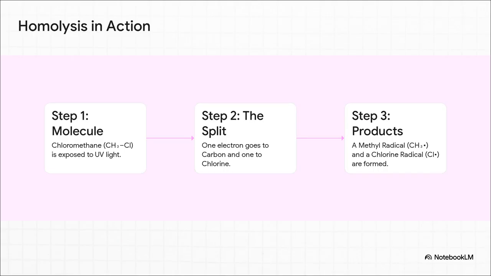Okay, let's make this real. Take a molecule like chloromethane. If we blast it with some energy like UV light, that bond between carbon and chlorine is going to snap. And look closely, you see those two little fishhook arrows? One shows an electron heading back to the carbon, the other shows the second electron heading to the chlorine. What we're left with are two separate, neutral pieces.